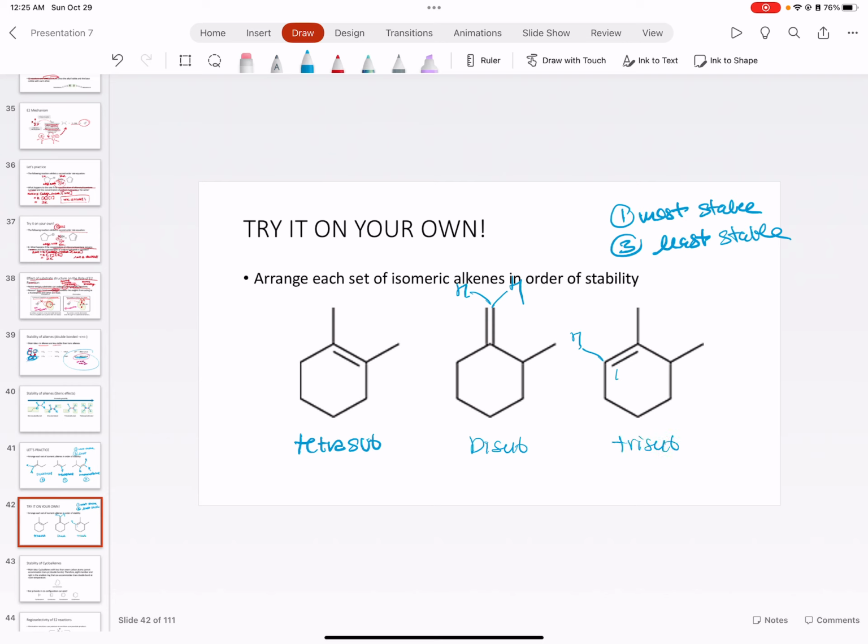So we can see that the tetra substituted is gonna be the most stable. The second one, the in between, is gonna be the tri, and then the least stable is gonna be the di substituted.